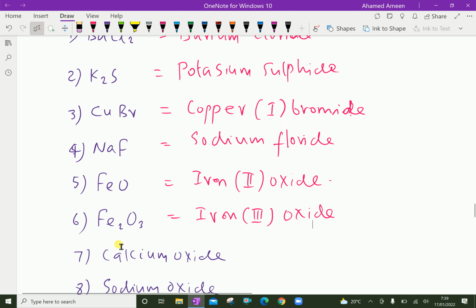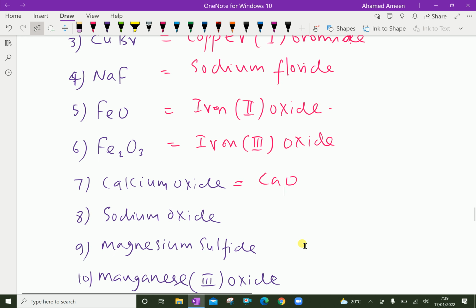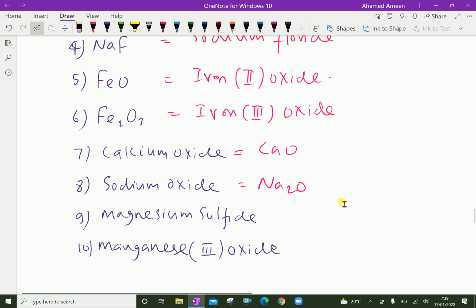Next, here the name is given and you have to find the formula. Calcium oxide is CaO. Sodium oxide is Na2O, because oxygen has 2 negative charges, so it is balanced with 2 sodium ions. Oxygen has 2 negative charges and sodium has 1 positive charge each, so we need Na2O.